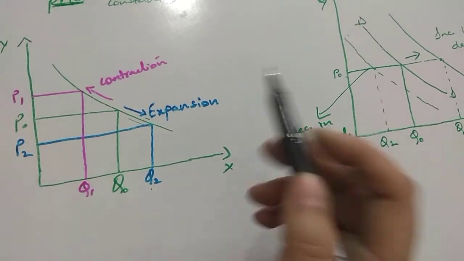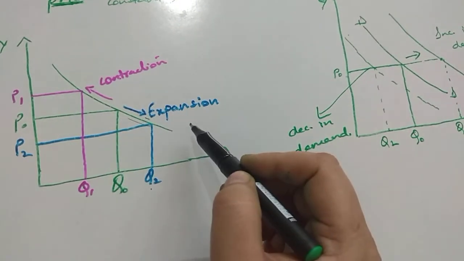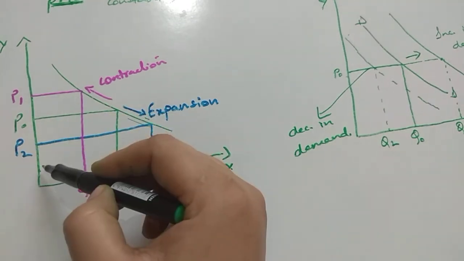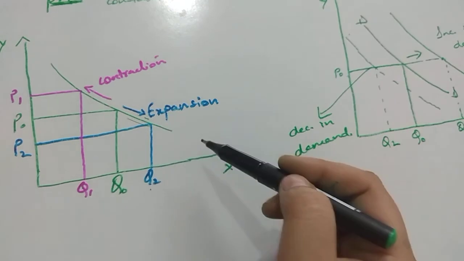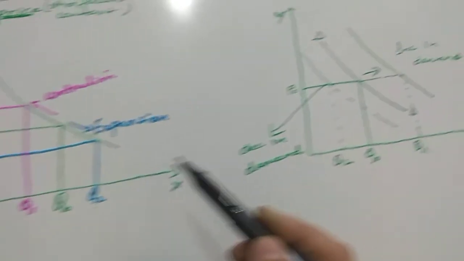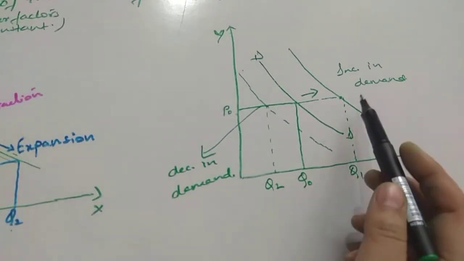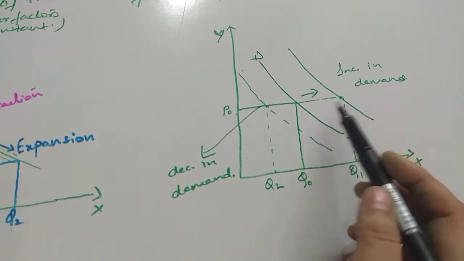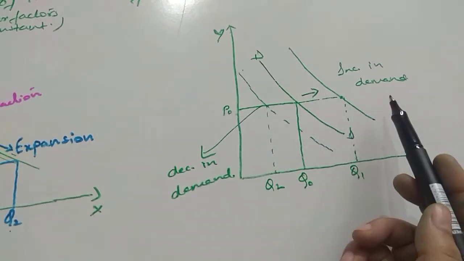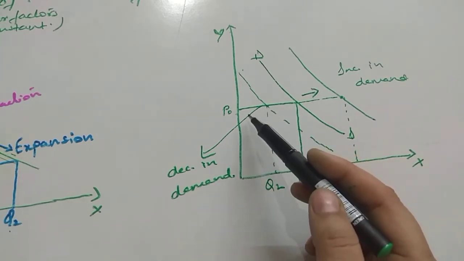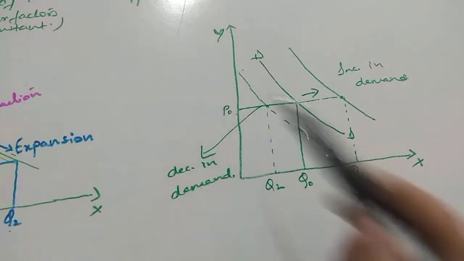All right. Contraction and expansion take place because of the price. When the price increases or decreases, contraction and expansion take place, and increase in demand takes place at the same price because of change in the other factors. Decrease also takes place at the same price. The price remains constant over here.